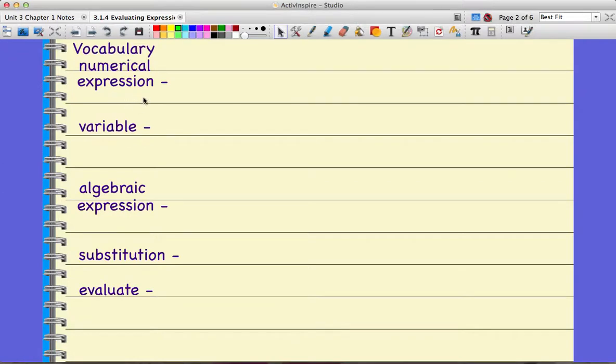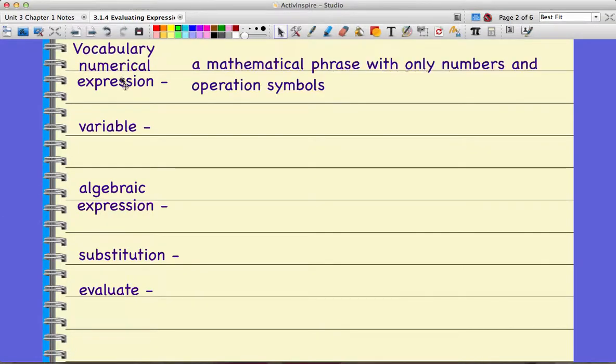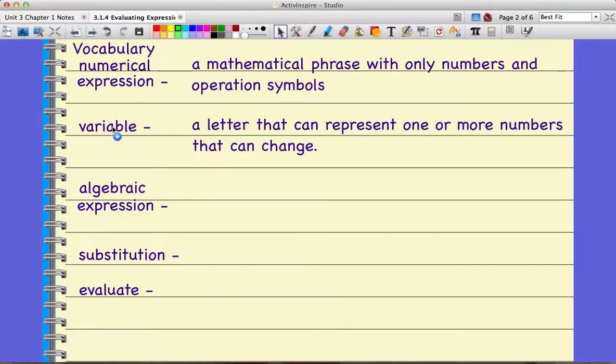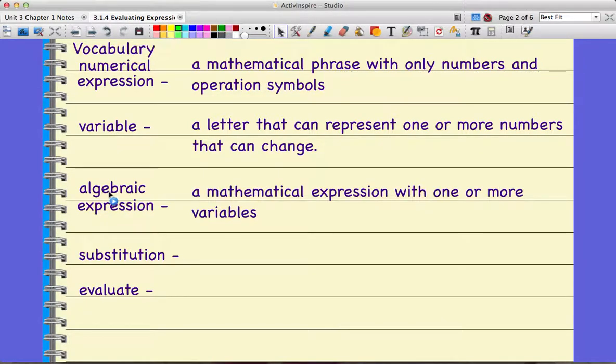Alright, so I just want to review your vocabulary terms. You should have all of these except for one. A numerical expression, remember, is an expression or a mathematical phrase with only numbers and operation symbols. A variable is a letter that can represent one or more numbers that can change. An algebraic expression is a mathematical expression with one or more variables.